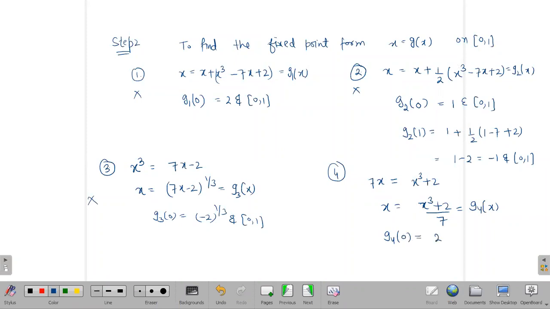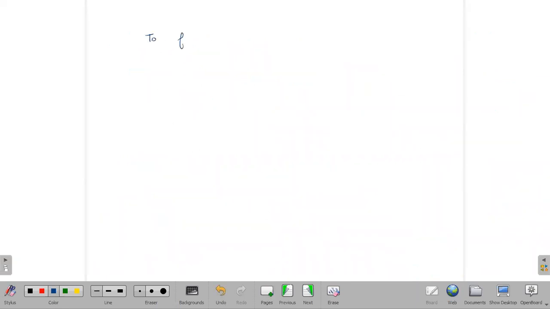g4 at 0 is 2 by 7, which belongs to 0, 1. At 1, it is 1 by 7 plus 2 by 7, so it is 3 by 7, which belongs to 0, 1. So the end points are going into 0, 1. Now find the other values also at the middle points of this 0, 1. To find that it maps into itself, you have to find the maximum and minimum value.